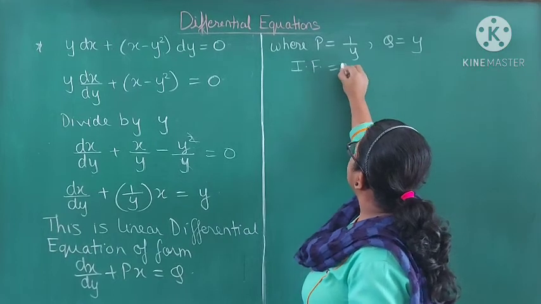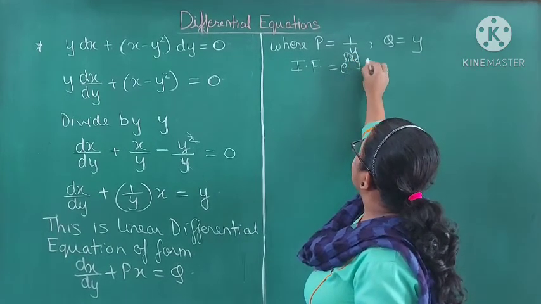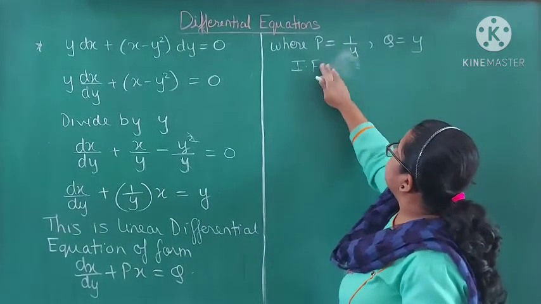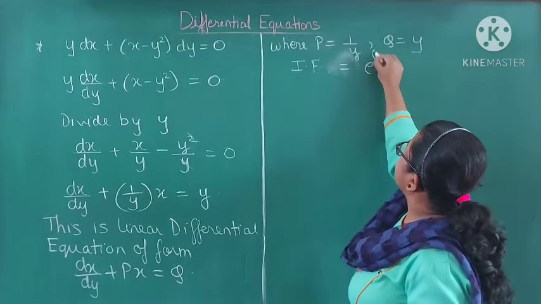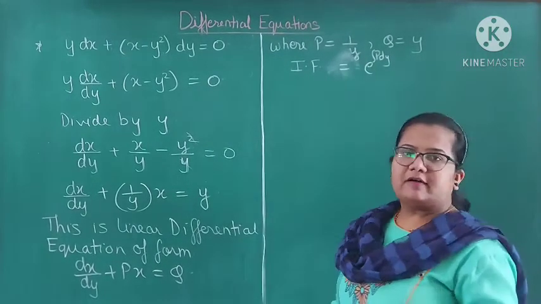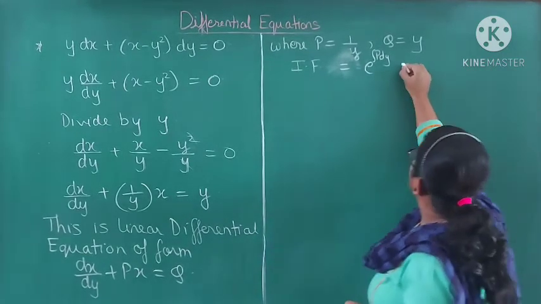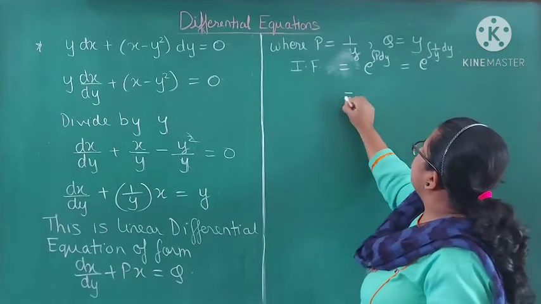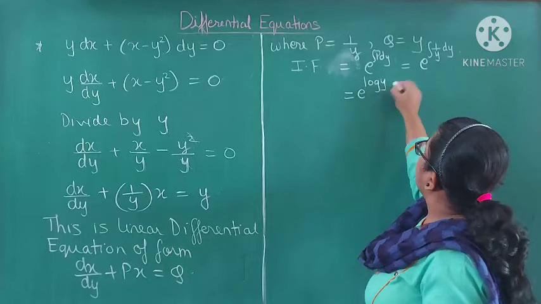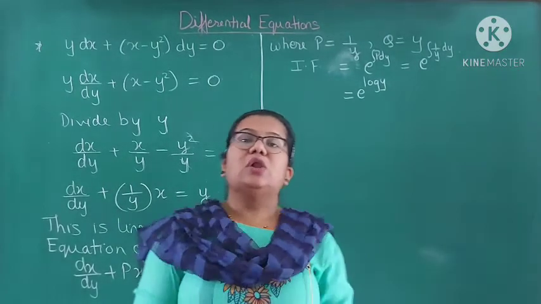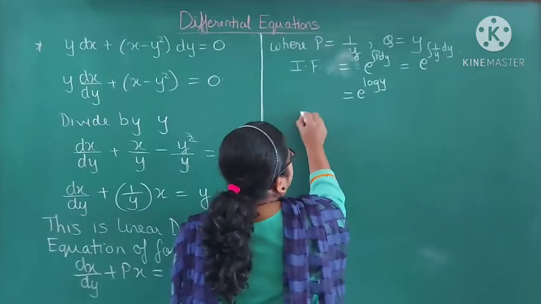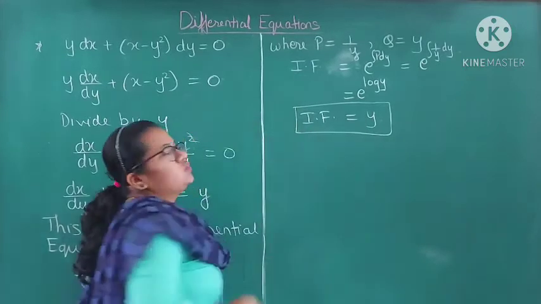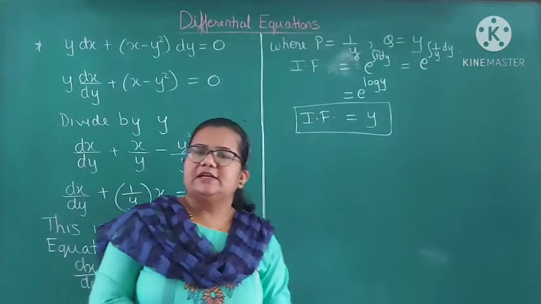So the integrating factor is equal to e raised to integration of p dy, because now p is a function of y. So we will integrate with respect to y. So that is e raised to integration of 1 upon y dy, that is e raised to log y. What is integration of 1 upon y? It is log y. Therefore, the integrating factor is equal to y. We all know that e raised to log y is y. Now this is our integrating factor.